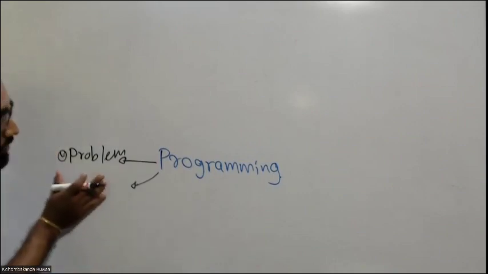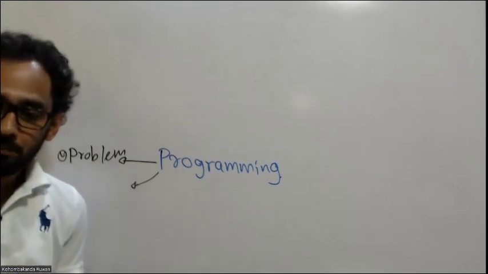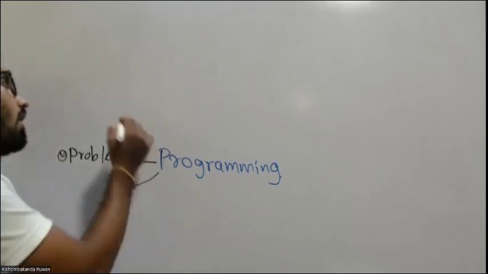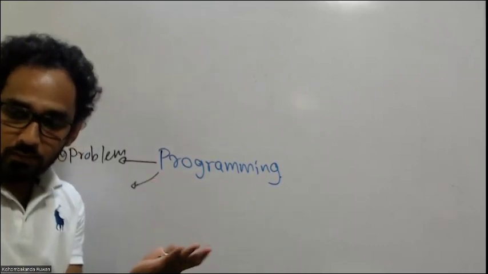Then first we discuss about a problem. What are the examples for problems? Making a cup of tea. All right, very good, right? Making a cup of tea. Yes. Another one.